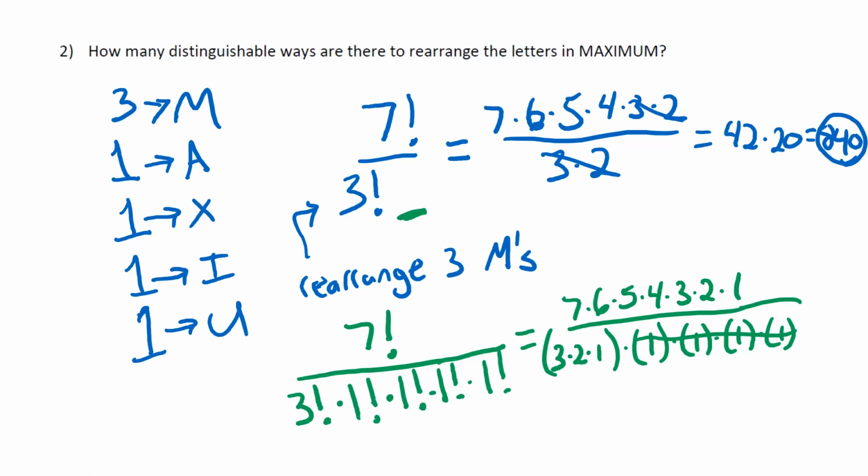I just want to point out this method in green because it helps generalize and think about things. We could have done the same thing on the previous problem with median. We could have done 6 factorial divided by 1 factorial times 1 factorial times 1 factorial with 6 of those 1 factorials on the bottom, but that's just dividing by 1. It doesn't change anything.